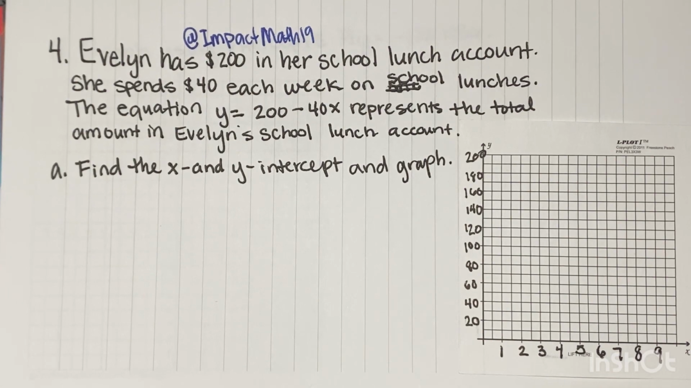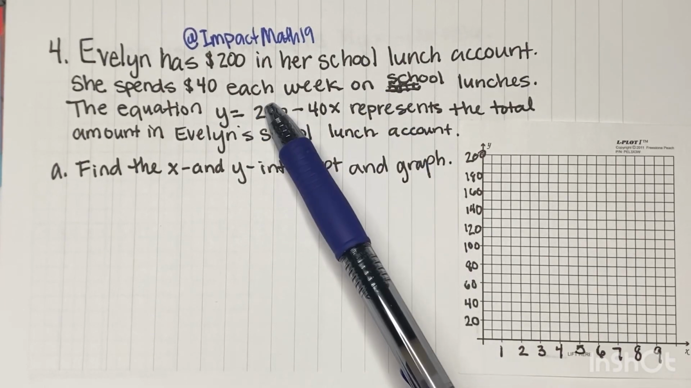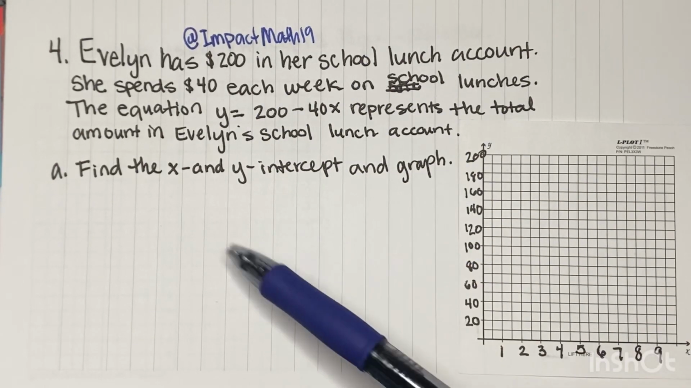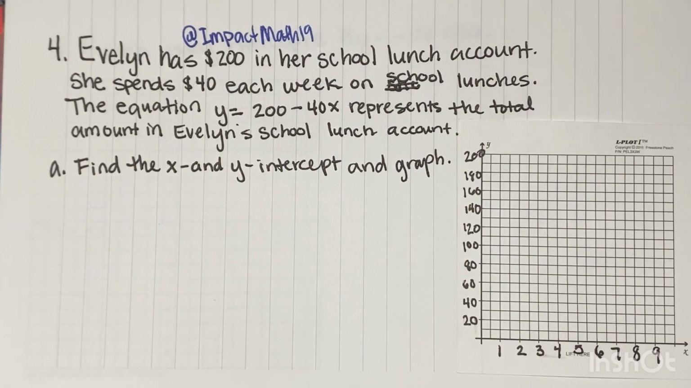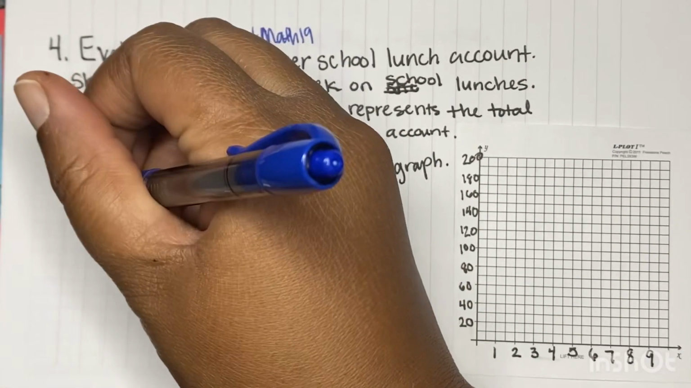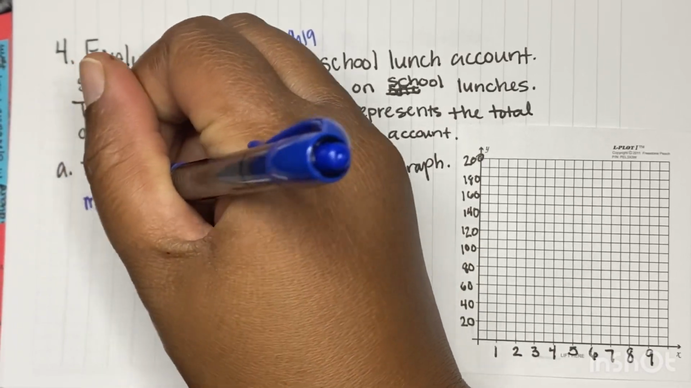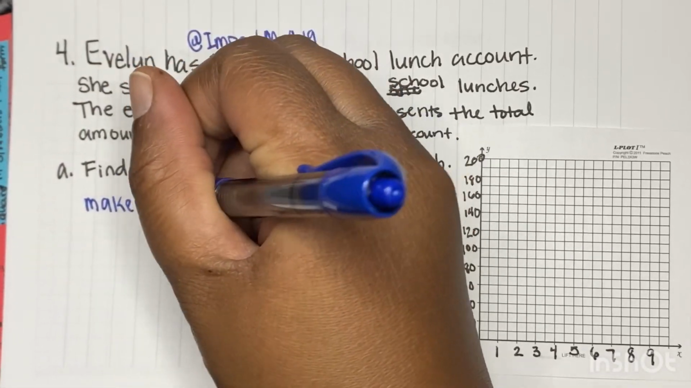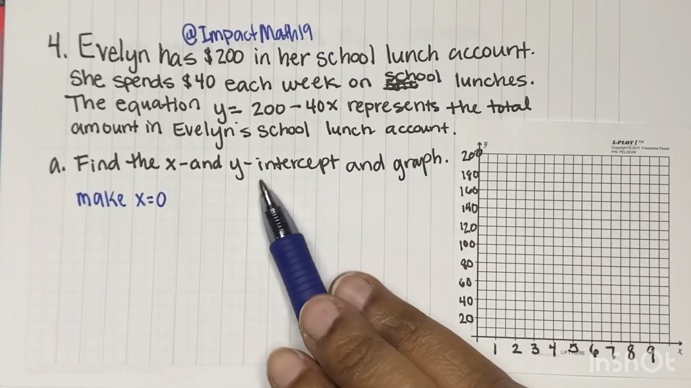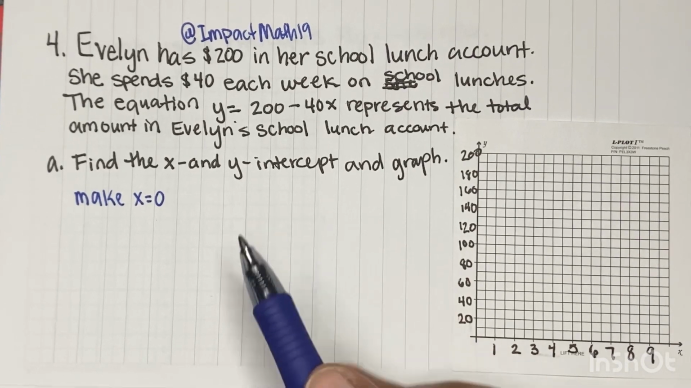Find the x and y intercept and graph. All right. Okay, so they gave us this beautiful equation here. Okay, we're going to use the x and y intercept. So again, what that means is we're making x equal to 0 to solve for the y-intercept. So we're going to use this equation.